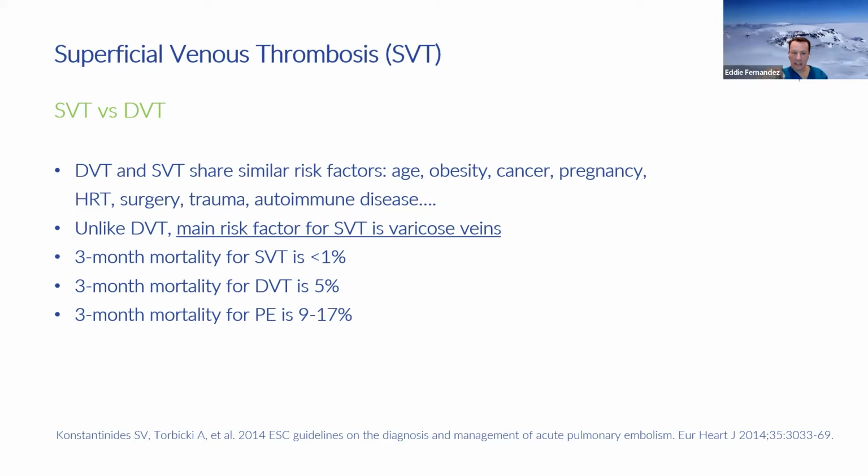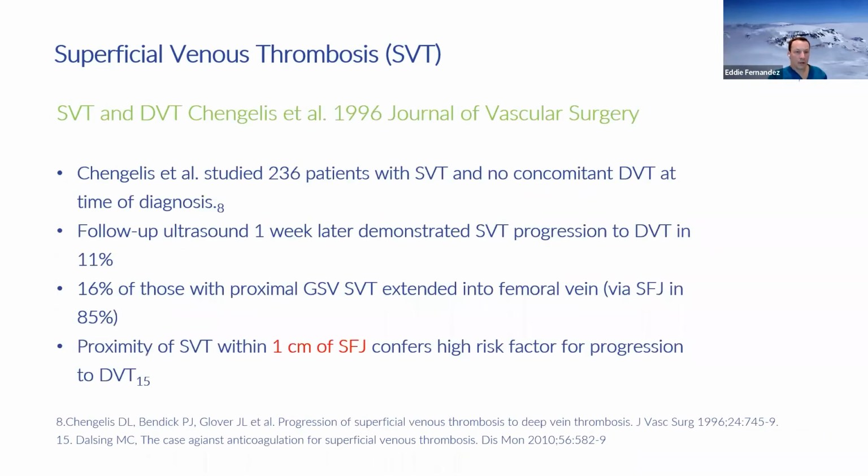Thankfully, that SVT has a low 3-month mortality, which is 5%. Then we look at 3 months for a PE, that's 9 to 17%. So how does this matter?